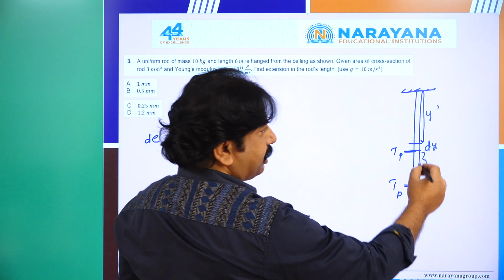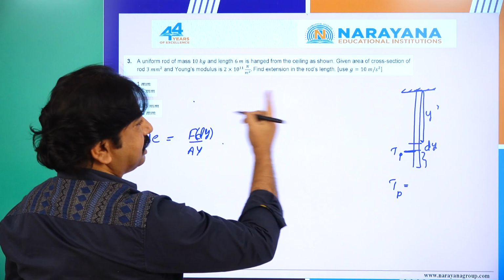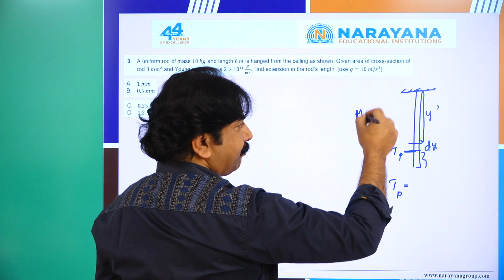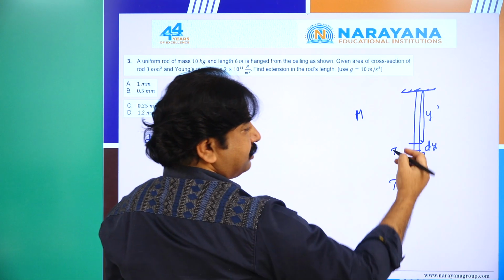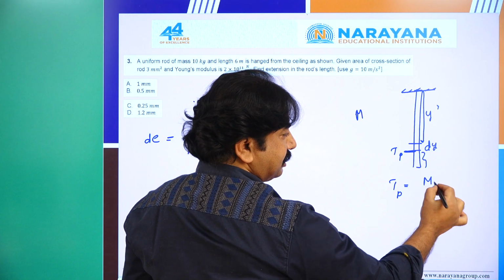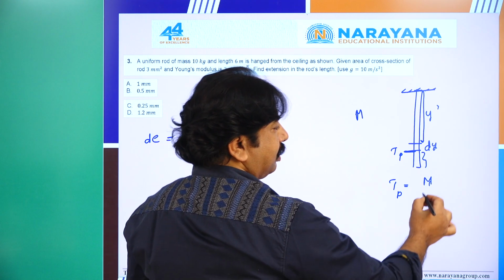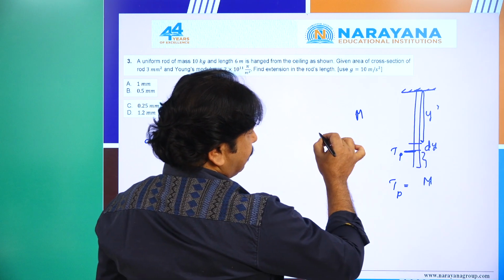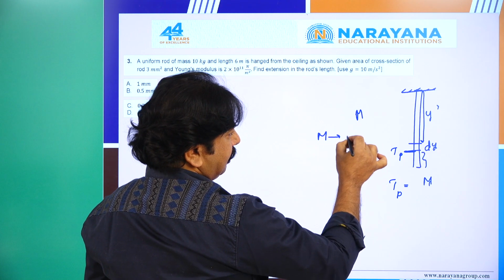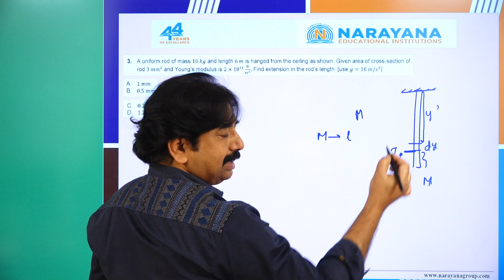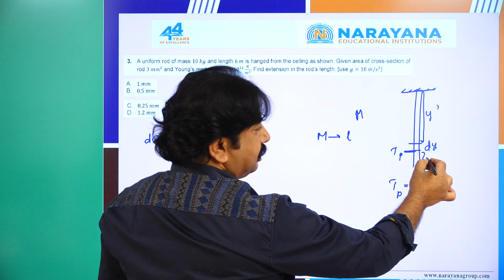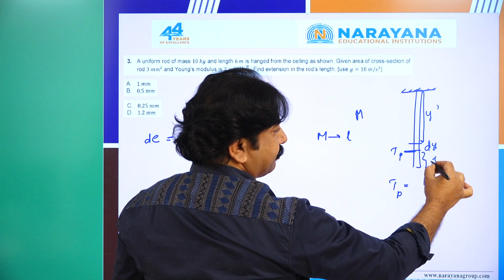So the weight of this part is nothing but, total weight is considered as capital M. Now this part of the weight is nothing but we can write such a way M by L. M is the mass per length L. Total length is considered as L. So this is the length of L minus y only.